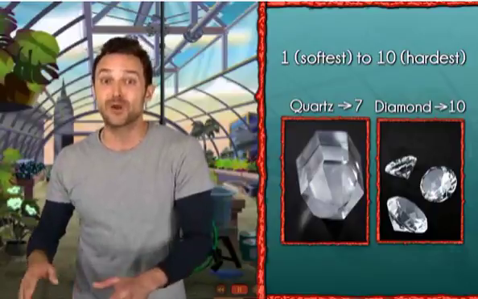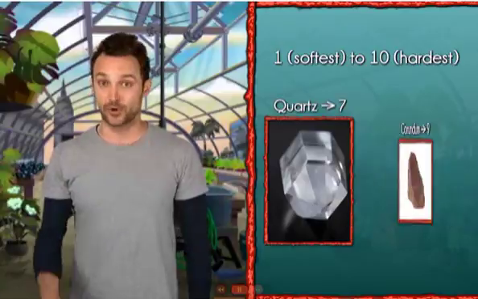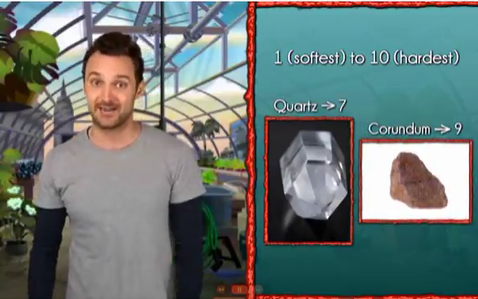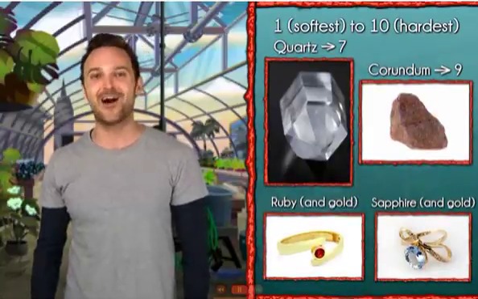Now, even though quartz can scratch glass or even steel, quartz is easily scratched by diamond and other minerals whose hardness is greater than 7, like topaz, which has a hardness of 8, or corundum, which has a hardness of 9. Corundum comes in a couple of different forms, such as ruby and sapphire.